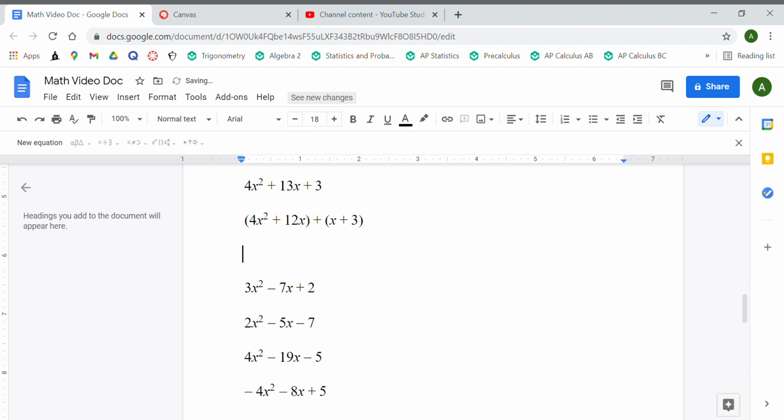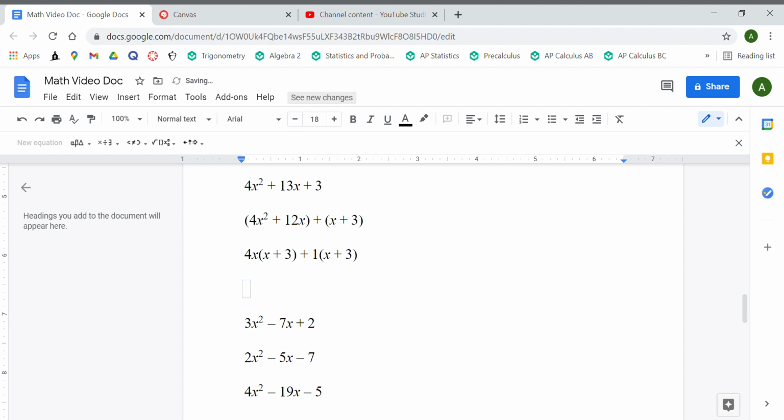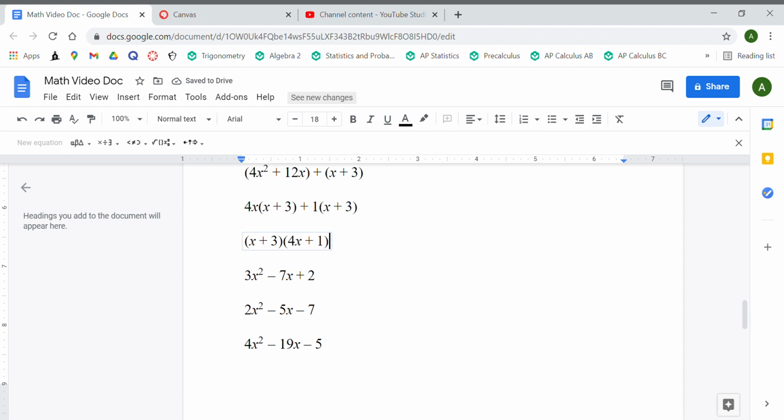All right. Now, we're going to try and factor this out. So let's factor this term out. So it's going to be 4x times x plus 3. And then plus 1 times x plus 3. And then we just take x plus 3 right there, leave it as is, and then take the rest. See what I did there? That's how factoring works in these tough situations.